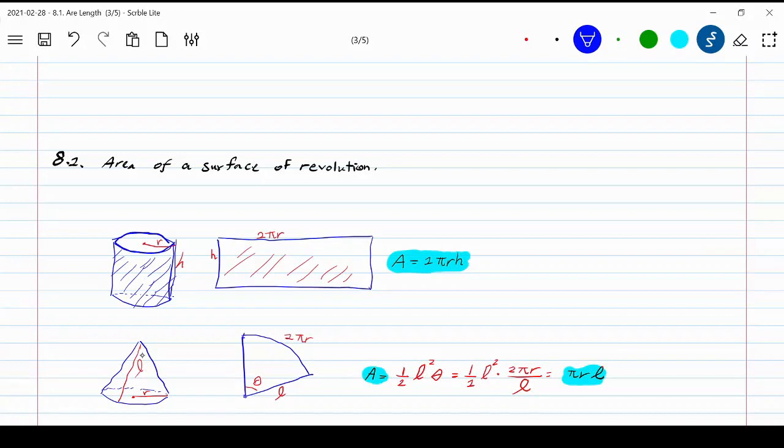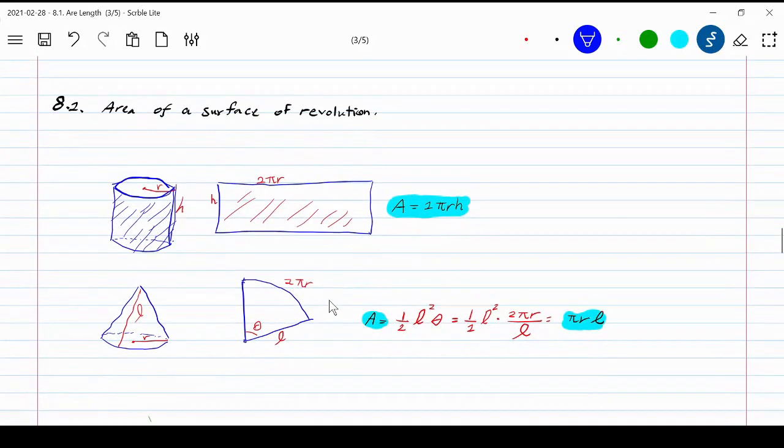What if you have a cone with the radius r and the slant length L? This length is not orthogonal. The orthogonal height would be h, but let's ignore it. Let's say we know the length L. Then you can cut through this cone and open it up. The base has a radius of r, so the perimeter would be 2 pi r.